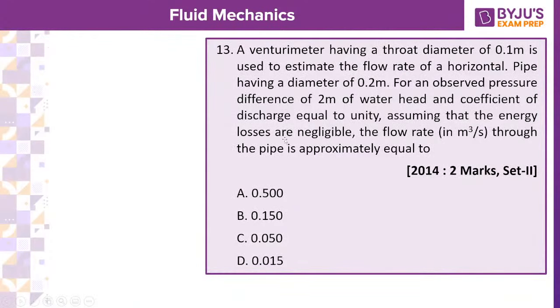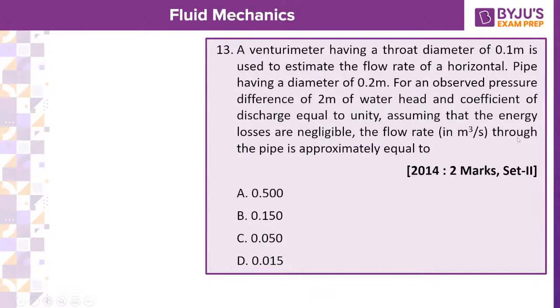Now once again a question from venturimeter. Previously they have asked a lot of questions from the venturimeter itself. It looks like they have asked it from a venturimeter having a throat, and estimated the flow rate of the horizontal pipe, with the coefficient of discharge equal to unity. The CD value they have already given.